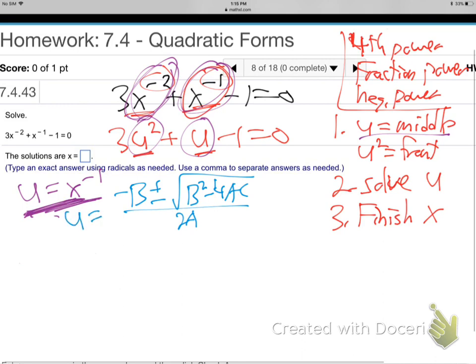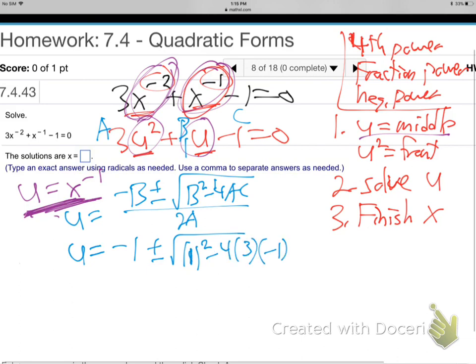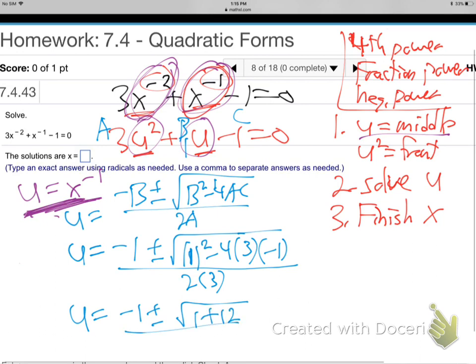So remember that u will equal whatever the answer is we get from the quad here. So this is a. B is 1, right? C is negative 1. So negative b, negative 1, plus or minus the square root of b squared minus 4 times a times c all over 2a. Negative 1 plus or minus, what's that going to be? 1 plus 12 is 13, over 6. Negative 1 plus or minus root 13 over 6.